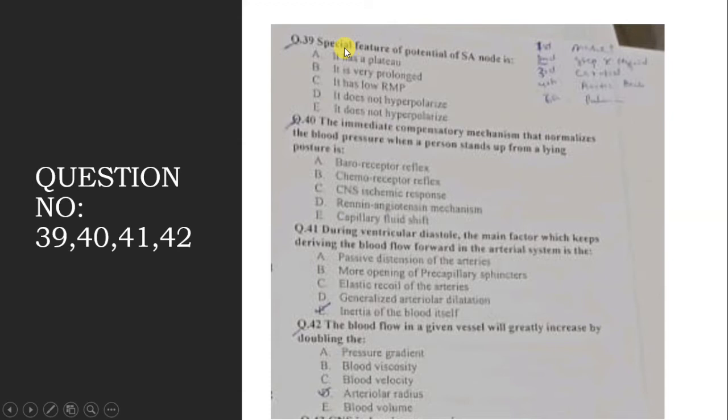Question number 39 says the special feature of the SA node is: it is plateau, it is very prolonged, it has low RMP, it does not hyperpolarize. When we look at the action potential of the SA node, it does not have any plateau, it is not prolonged, and it does not have a low RMP, because it has an RMP of -65 as compared to the RMP of the muscle fiber, which is -85. -85 indicates a low value while -65 indicates a high RMP. The other option we are left with is that it does not hyperpolarize, so it's going to be the correct answer.